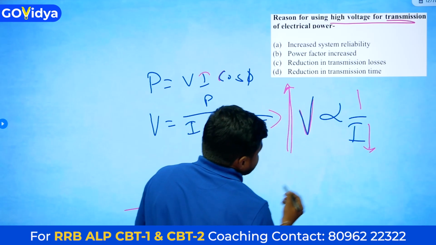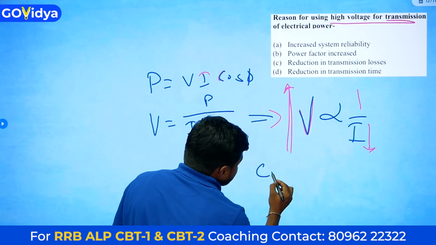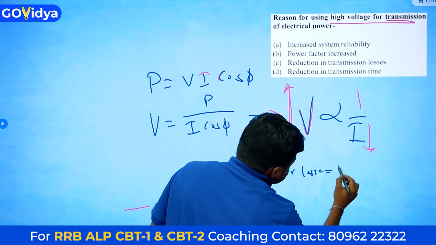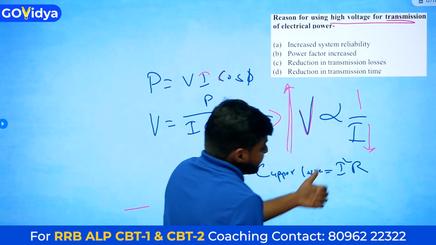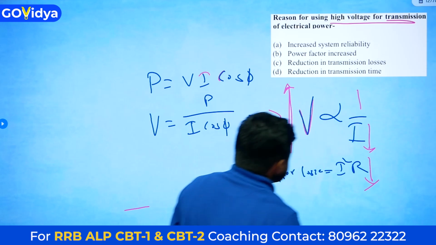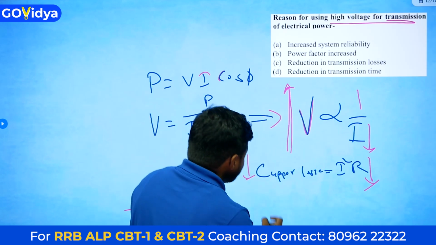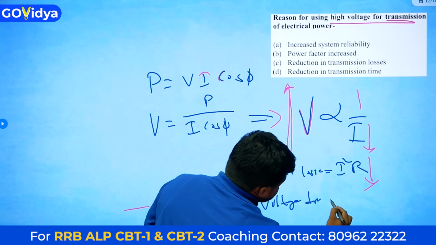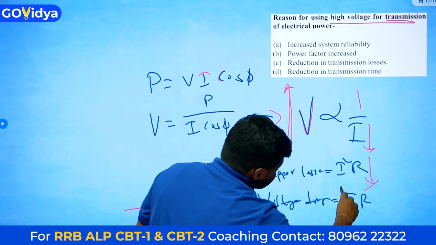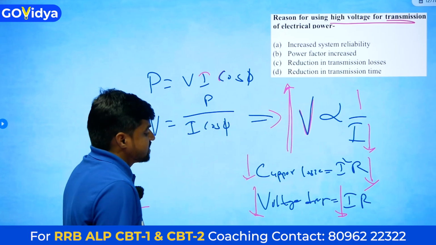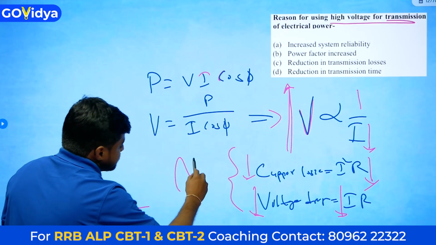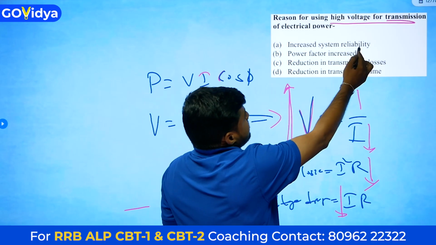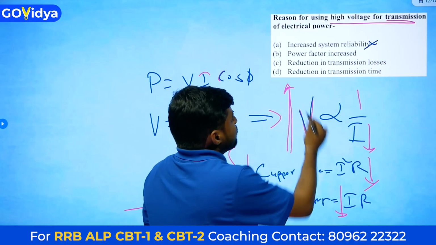If current decreases, copper loss, which is equal to I square R, will decrease. And also voltage drop, which is equal to IR: if current decreases, voltage drop also decreases. These two are advantages. From the options, increase the system stability? No. Power factor is increased?